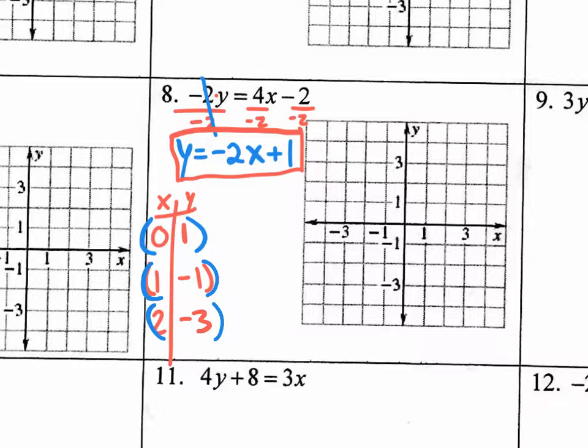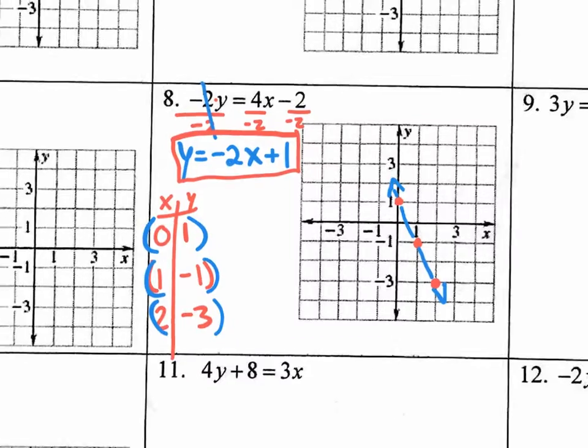Let's graph them. 0, 1 is right here. 1, negative 1 is right here. 2, negative 3 is right here. Those are 3 coordinates. Those are 3 solutions. Those are 3 answers to our equation that has 2 variables. So we put arrows on it to represent the rest of the answers because there's an infinite amount of answers. And that's how you do it. Any other ones that you would like to see?